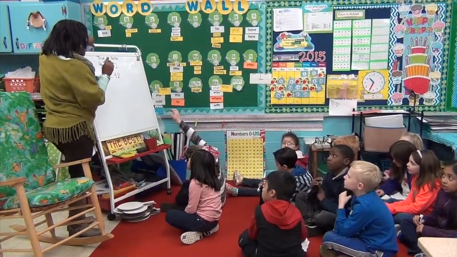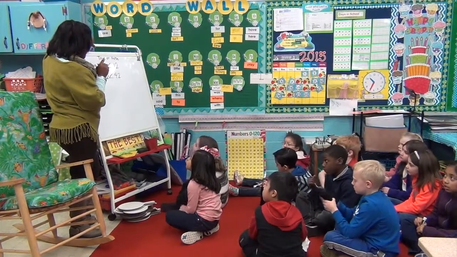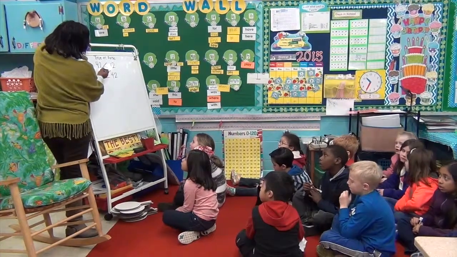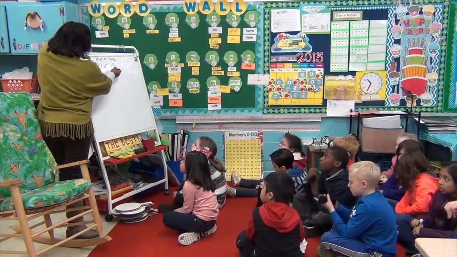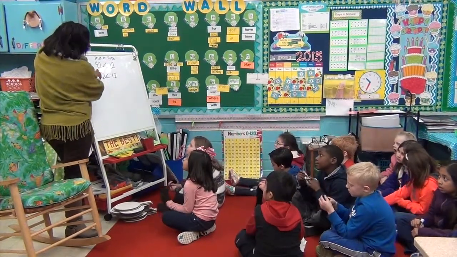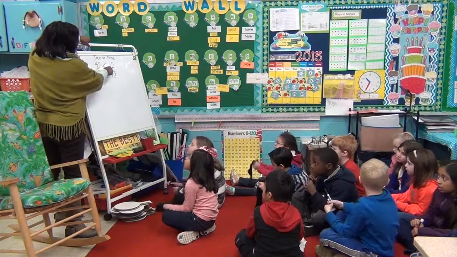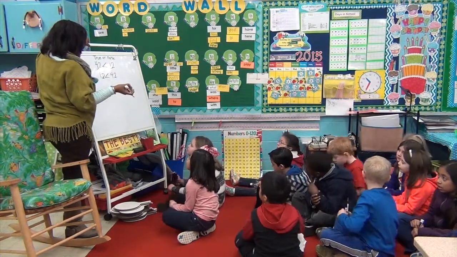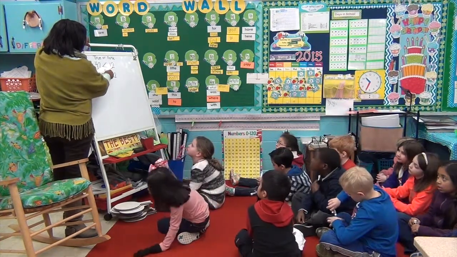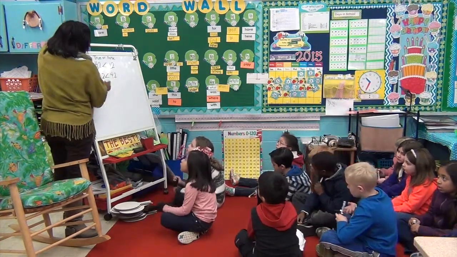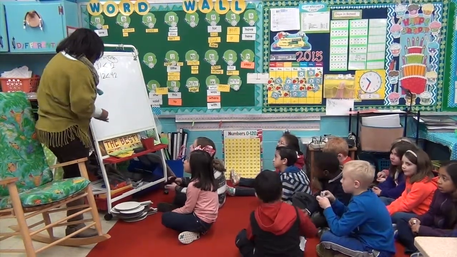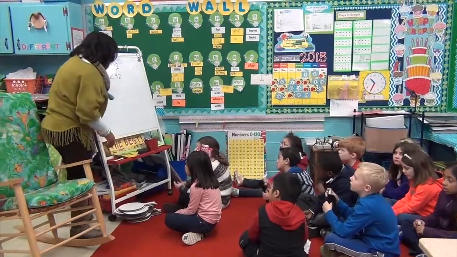Okay? Now, I noticed that someone said they compared the tens place. They compared the 4 and the 1. When you compare numbers, that's exactly what I would have done. You would compare the tens place. So we have a 4 and we have a 1. Which number is the greatest? 4. So that means 42 is greater than 12. So you are right. This is false. Now today we're going to be learning more about how we can compare two numbers.